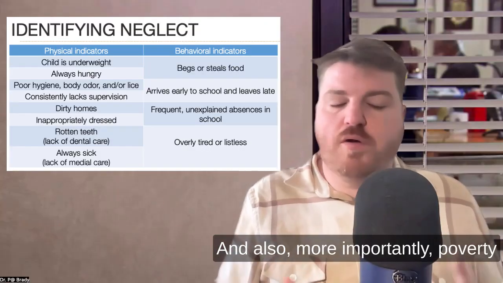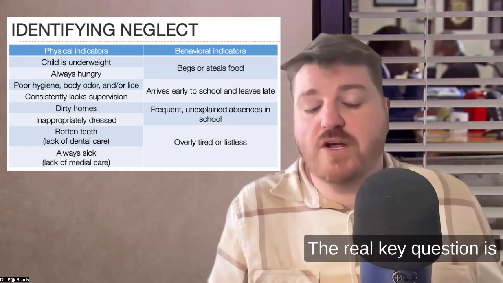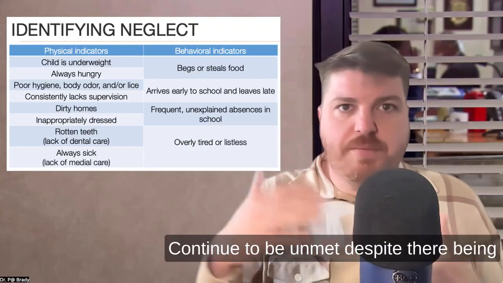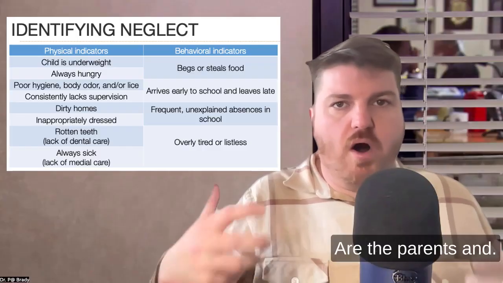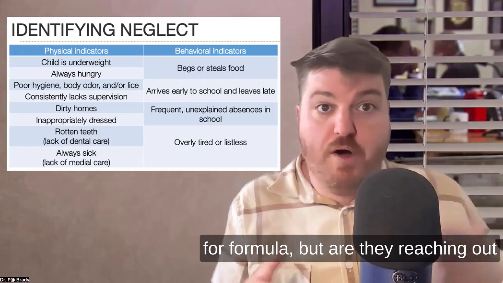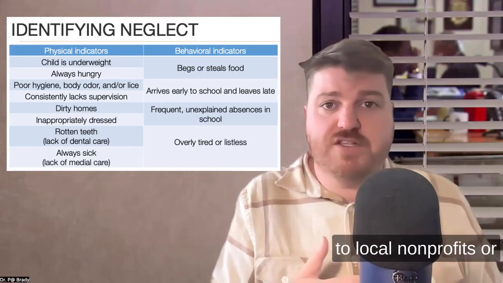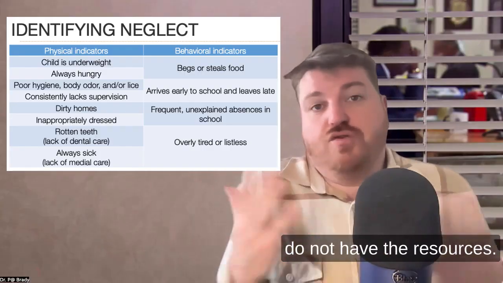And also, more importantly, poverty does not equate to neglect. The real key question is whether a child's needs continue to be unmet despite there being reasonable opportunities for care. Are the parents and or caregivers trying? Maybe they don't have enough money for formula, but are they reaching out to local nonprofits or church groups or things like that? And sometimes families just do not have the resources.